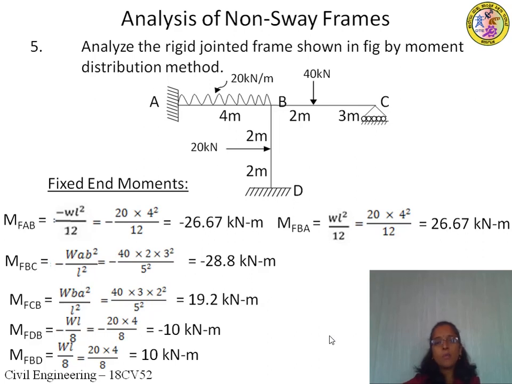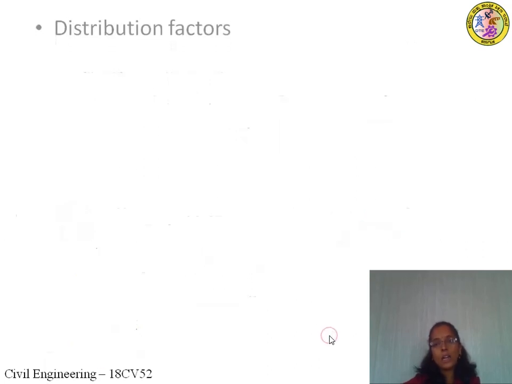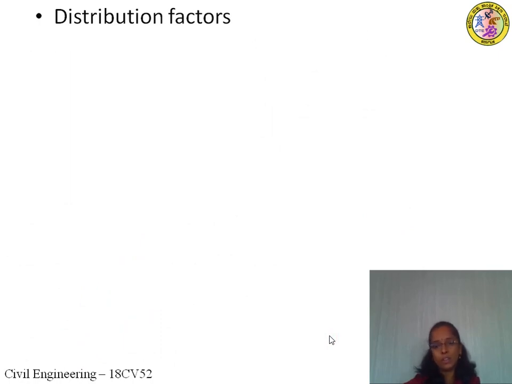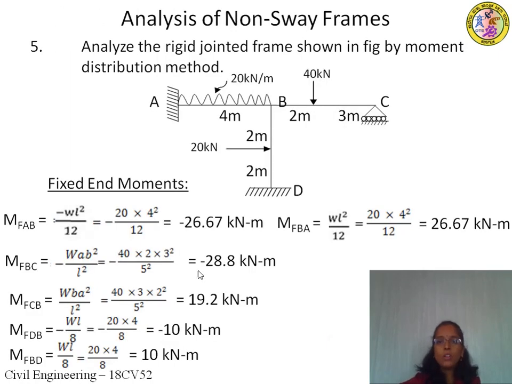So that is about the fixed end moments. So next step is to calculate the distribution factors. So we know that distribution factors are calculated for the intermediate joints. So in this frame, joint B is the only intermediate joint we have, and the members meeting at B are BA, BC and BD. So there are 3 members meeting at joint B.